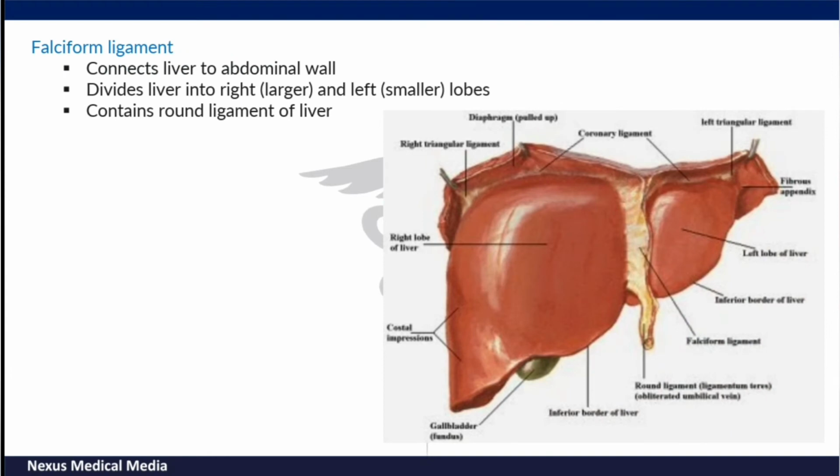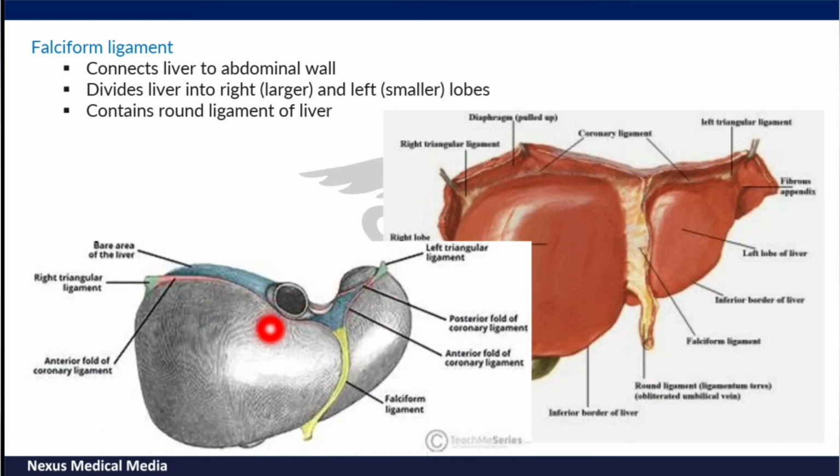All right, so these are the ligaments again. This one is the falciform ligament. It connects the liver to the abdominal wall, right? It connects the liver to the internal surface of the anterior abdominal wall. It divides the liver into larger right lobe and smaller left lobe, right? I told you this. And it contains the round ligament of the liver here, right? So it's an obliterated umbilical vein.